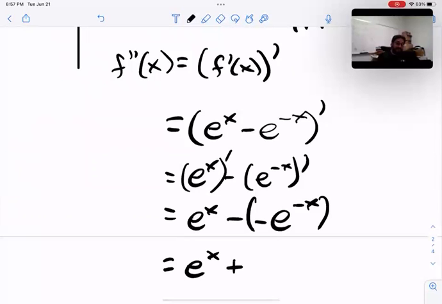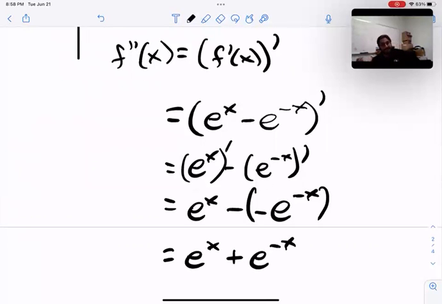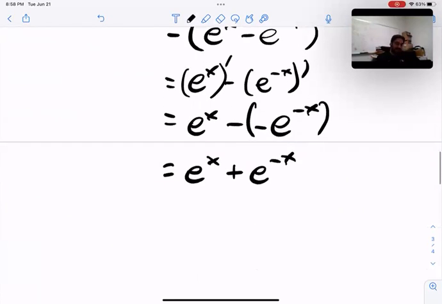Double negative becomes a positive. So f double prime is actually equal to the original function, right? By coincidence. That doesn't have to always happen. That's kind of special here for e to the x and e to the negative x, and linear combinations of them. But f double prime of x, we now have a formula for it.